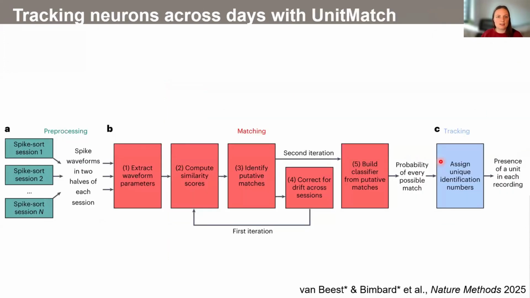This is why we came up with a method to track neurons across days more flexibly and more scalably, which consists of three parts. We call it UnitMatch. The first part is pre-processing, the second part is the matching, and the last part is the tracking. I'll go into more detail.